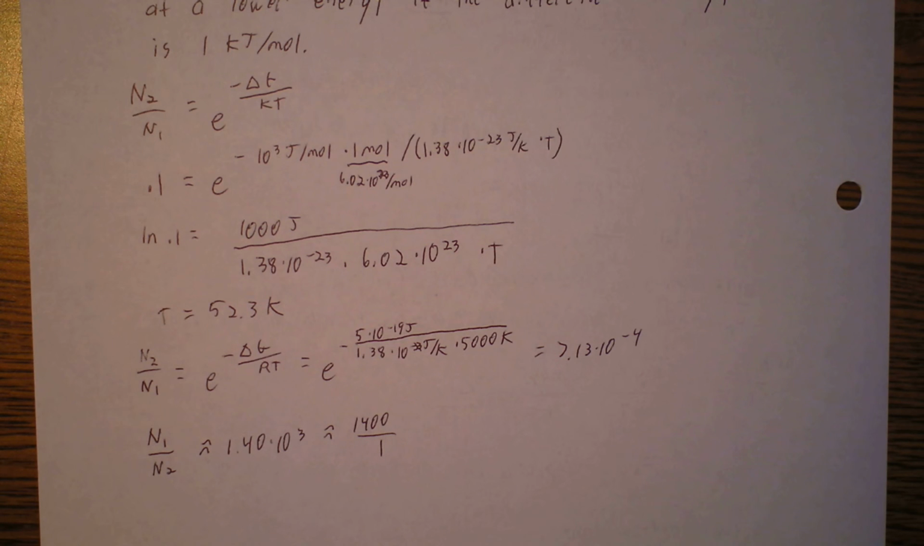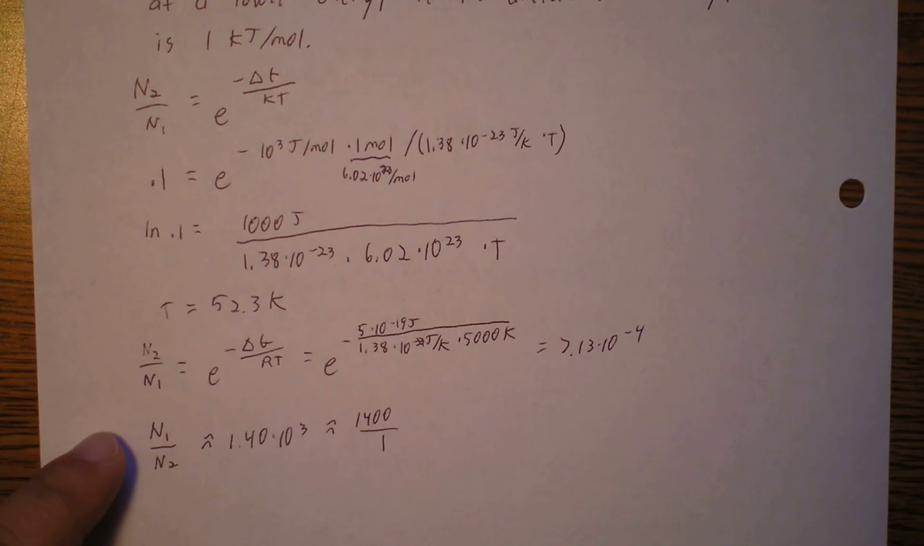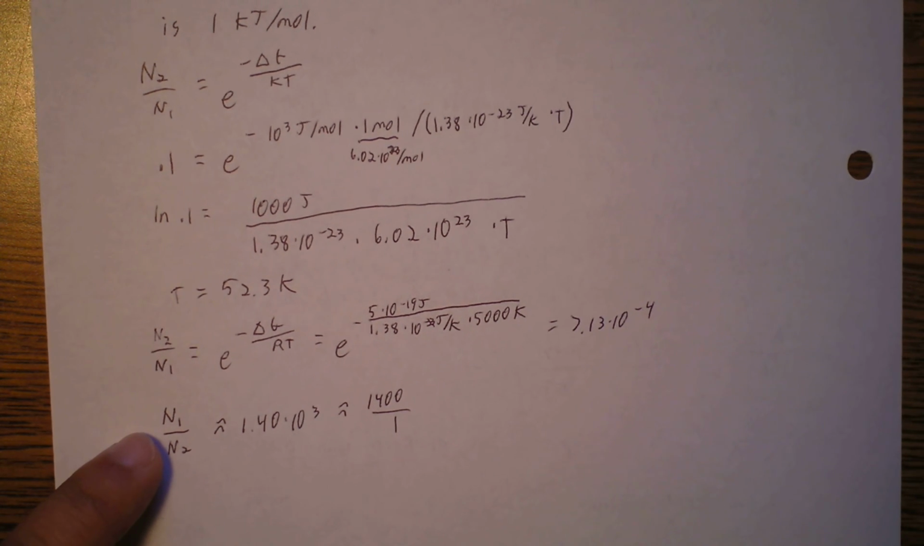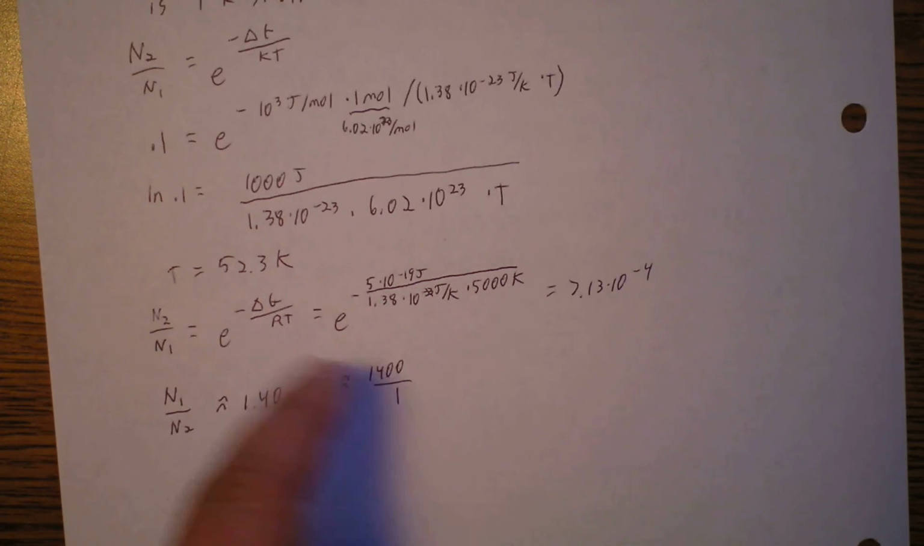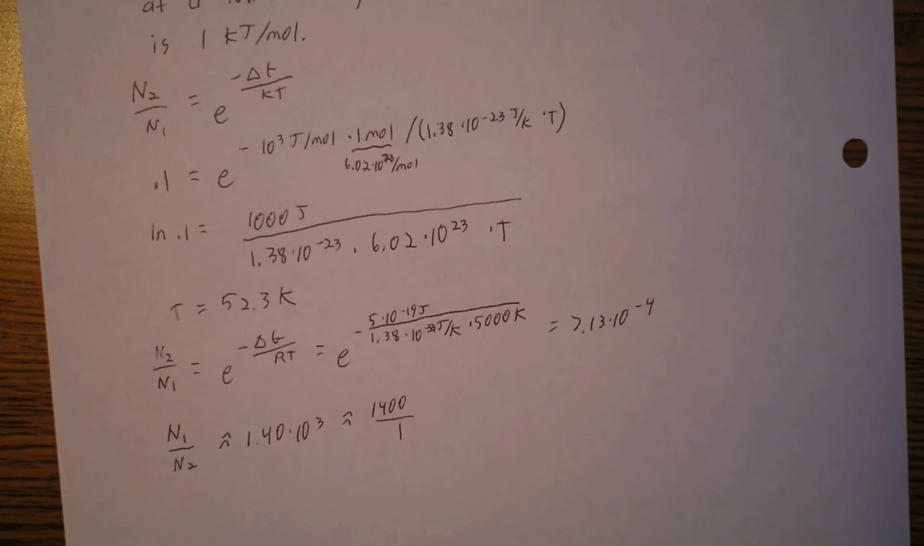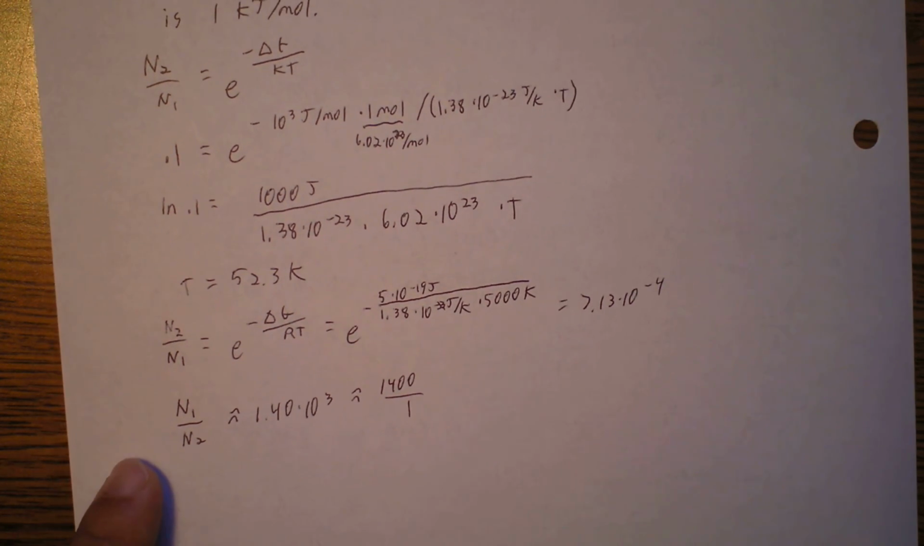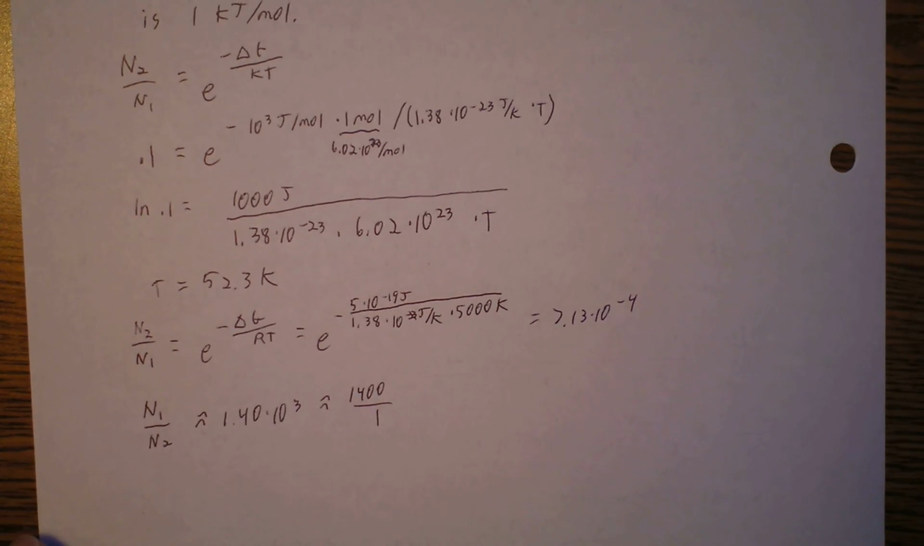Did I get that upside down? Holy cow, I think I got that upside down. Yeah, no, this is flipped. That's why. This is flipped upside down. So yeah, you're going to have 1,400 times as many N1 than you do at N2. Okay, that's all for section 9.